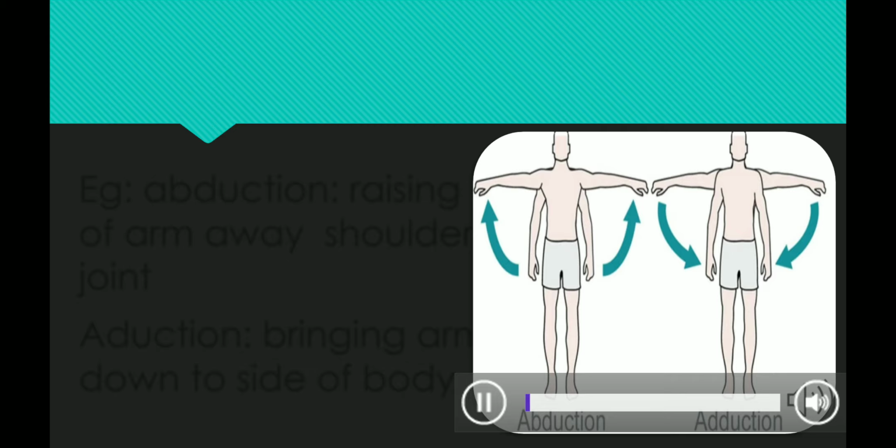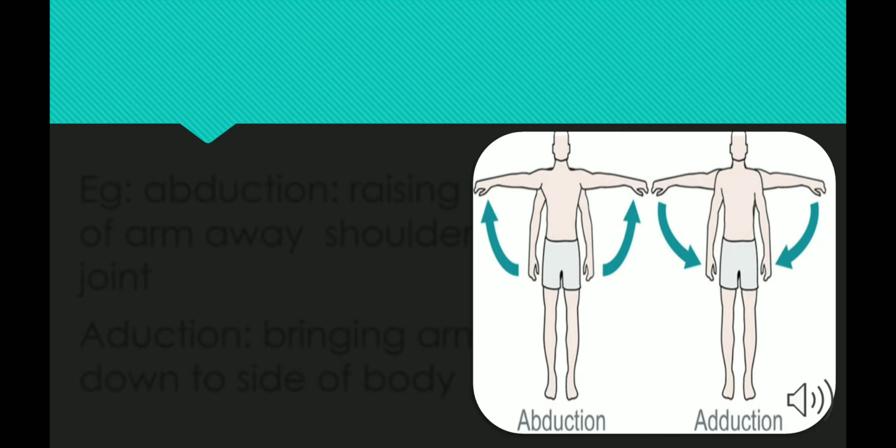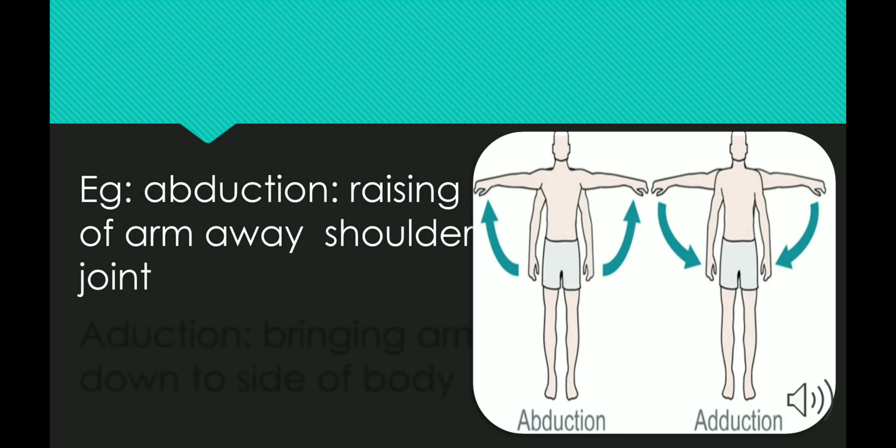We have already discussed that abduction and adduction are motions that take place in limbs, fingers, toes, thumb, etc. Now we will discuss an example for abduction. Abduction is the raising of the arm at the shoulder joint, that is, moving laterally away from the midline. So an example for abduction is raising of the arm at the shoulder joint.